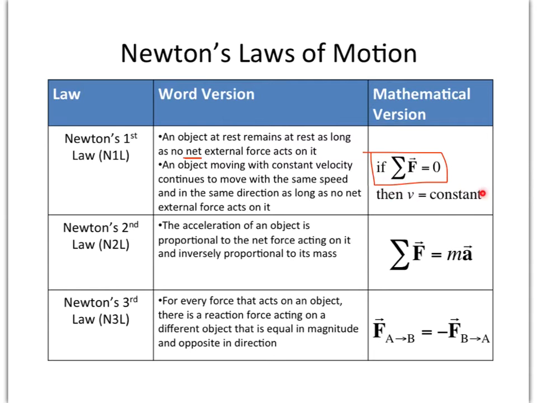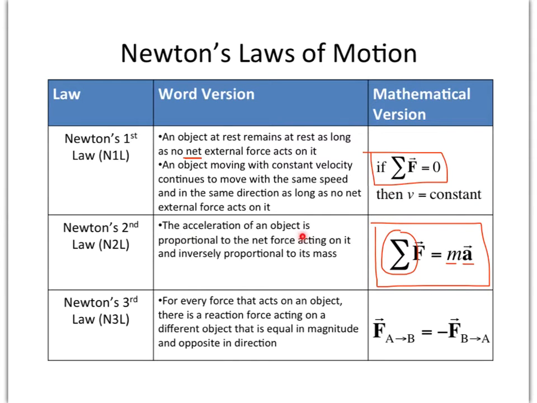The second law, which we'll get into in greater detail, is probably one of the more famous equations in physics history. That is F equals ma, or really we should say the net force on an object equals mass times acceleration. We've talked about acceleration in kinematics. We're going to introduce the idea of mass to that and equate that to force. So the acceleration of an object is proportional to the net force and inversely proportional to its mass.